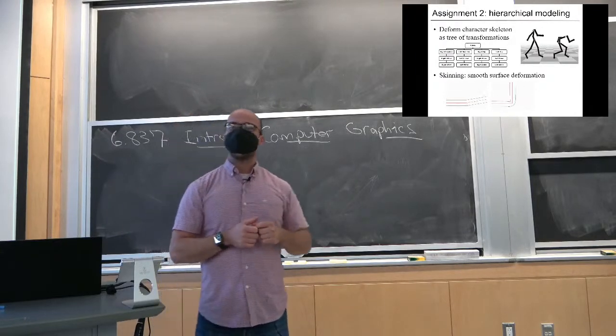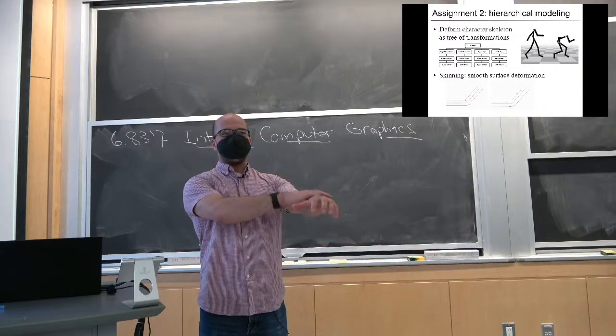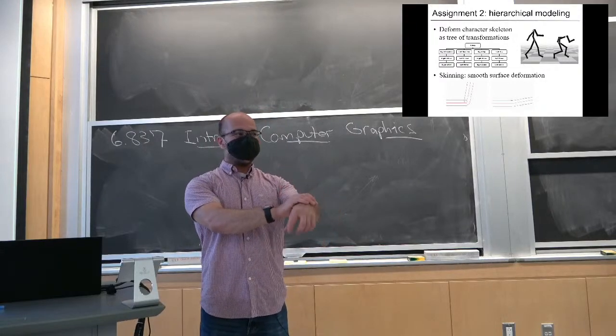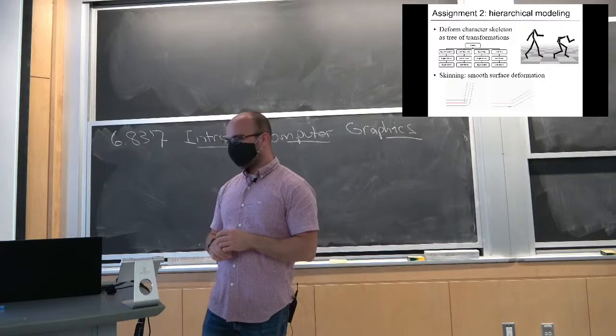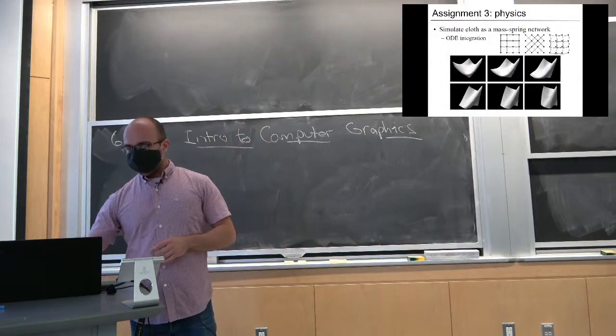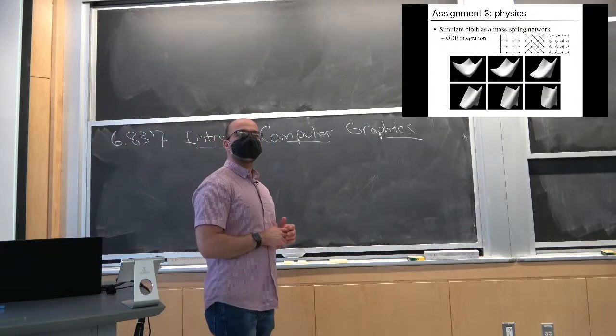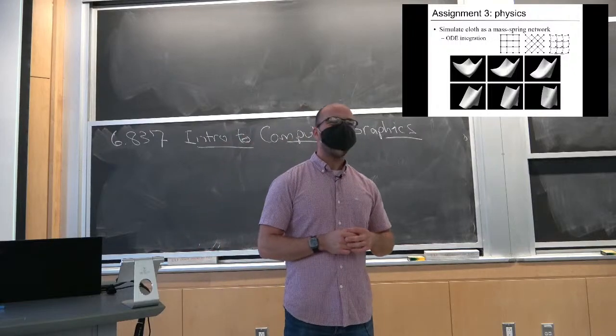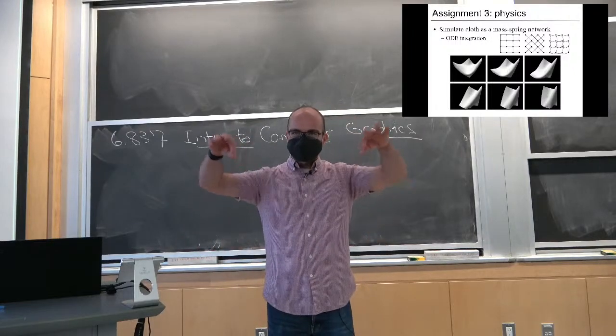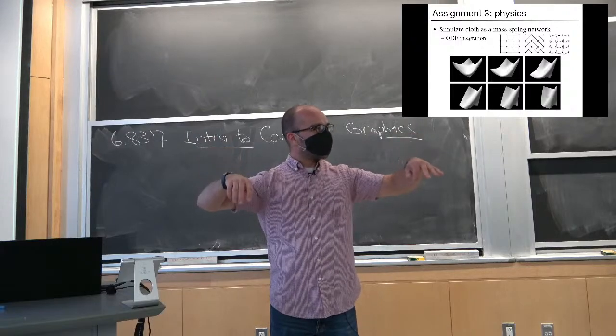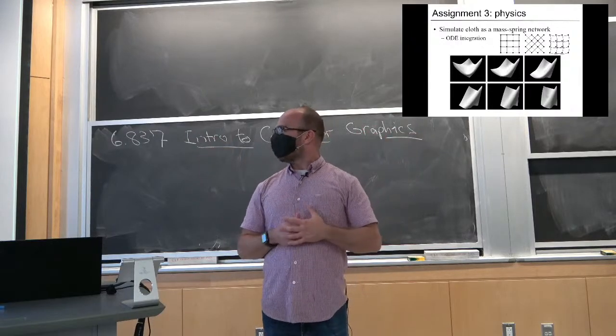Maybe if I'm bored, I'll put in our SIGGRAPH paper from this year as an extra credit, because it's actually not too hard to implement. But essentially what you're going to do is, given the joint angles of a 3D character, you'll determine where the skin should go in response, put together all of the transformations, and then interpolate them to do the deformation.